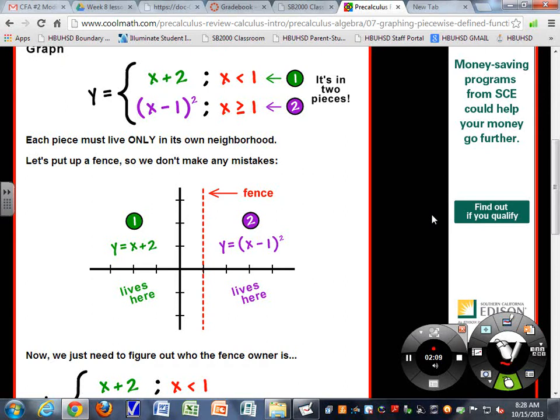All right. So notice that each function ends up in a certain area of our graph. They put the green function over here on the left side because it's supposed to be when x is less than 1. So not only is 1 the boundary, but the function that's next to x is less than 1 is going to be on the less than 1 side. And the function where x is greater than or equal to 1 is going to be on the greater than or equal to 1 side. Okay?